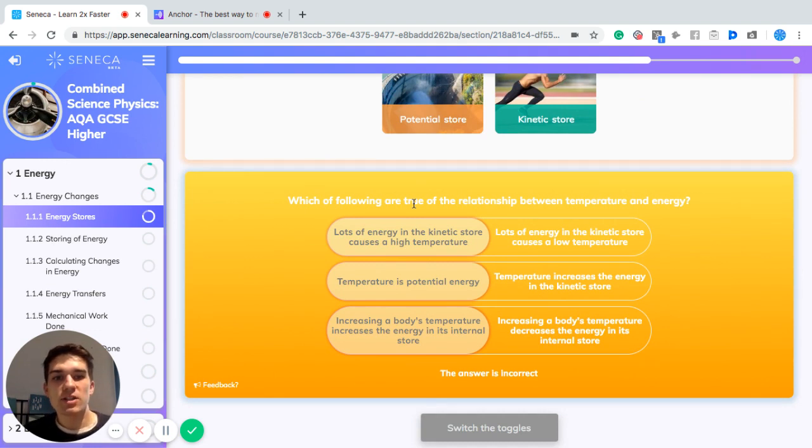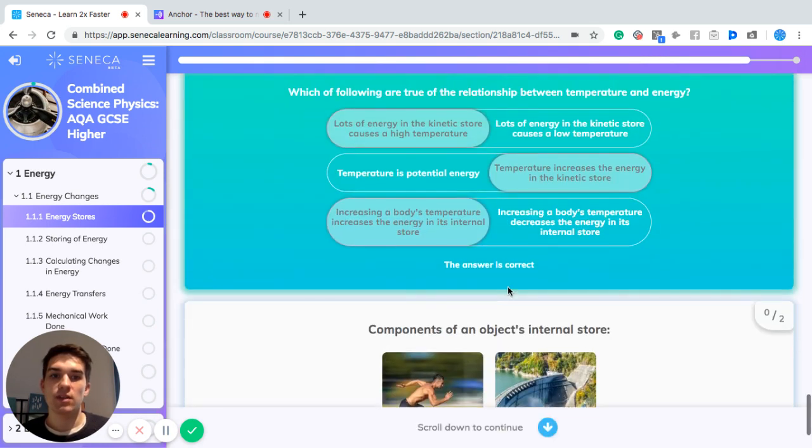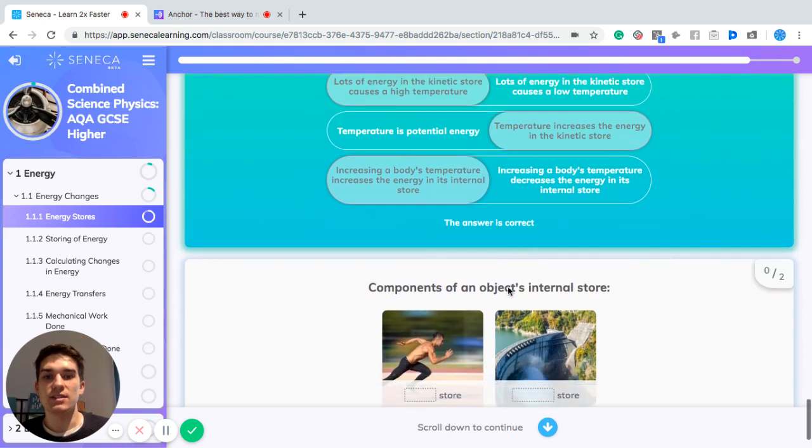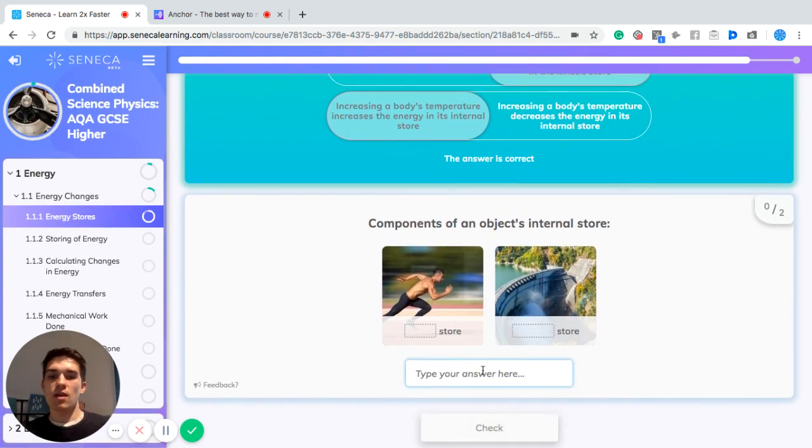So, in terms of the relationship between temperature and energy, lots of energy in the kinetic store causes a high temperature, and increasing temperature increases the energy in the kinetic store. Also you need to remember that increasing a body's temperature increases the energy in its internal store. And can you remember those two components of an object's internal store again? Remember, we've got kinetic store and we've also got potential store.